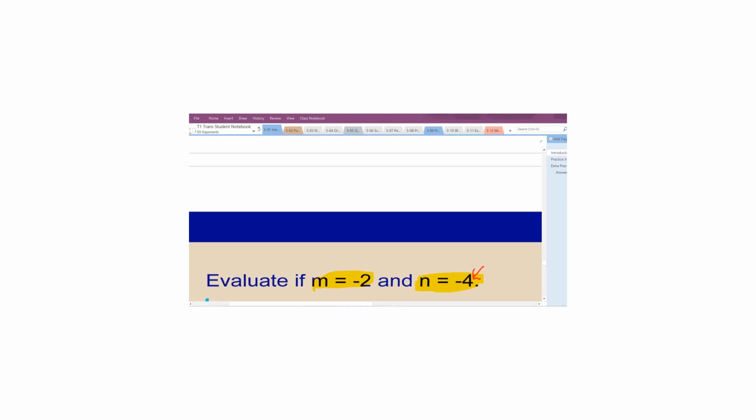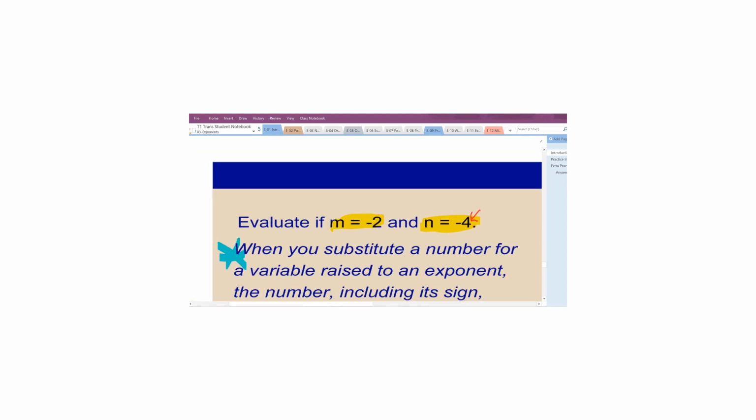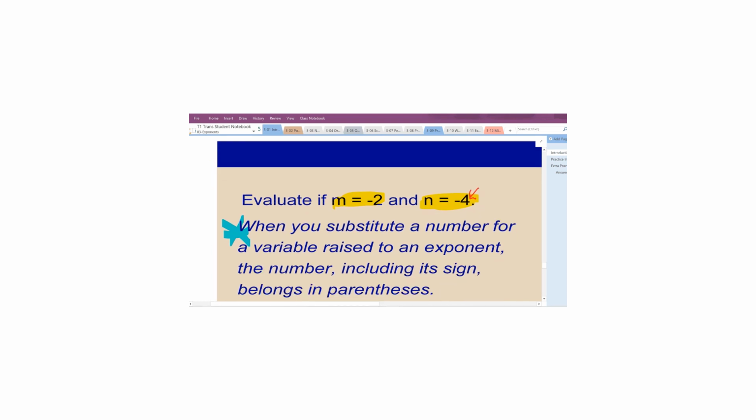Now, in the next examples, we're asked to evaluate algebraic expressions. These are expressions because they do not have equal signs, and because they have variables, they're called algebraic. So they're algebraic expressions. And evaluating means we're going to substitute the numbers for the variables that they represent. Now, this next little tip is really important. When you substitute a number for a variable raised to an exponent, the number, including its sign, belongs in parentheses. So let's see how this plays out. I'll just go through the first example with you.